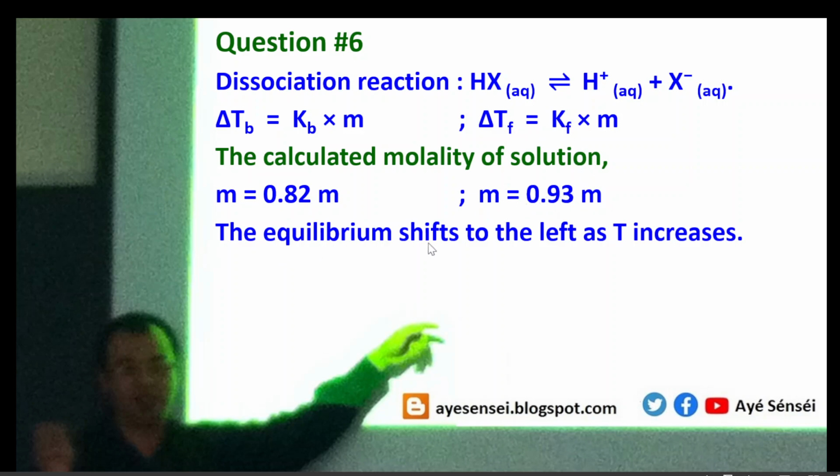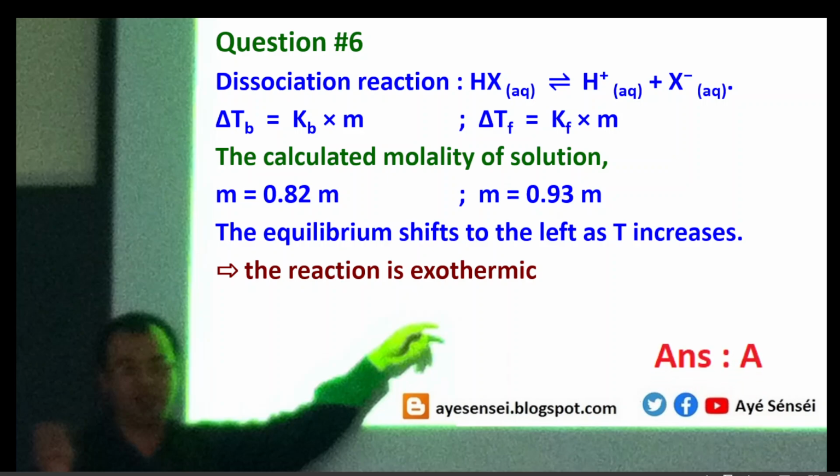The equilibrium shifts to the left as T increases. So it favors the left side as T increases. This means when temperature increases, the reaction shifts to the endothermic direction, which is to the left. So this means the main reaction, which is going to the right, is an exothermic reaction. I hope you can understand my explanation here. So the answer is A.